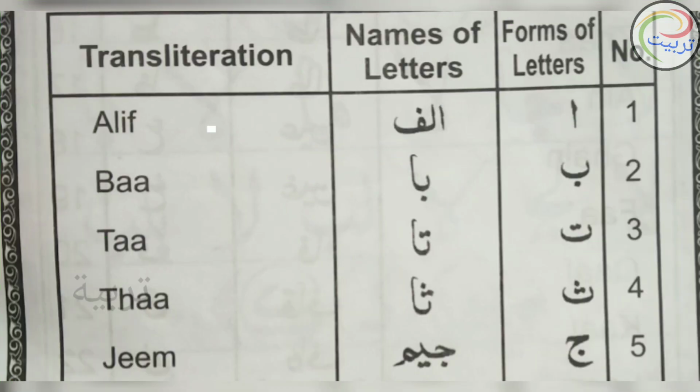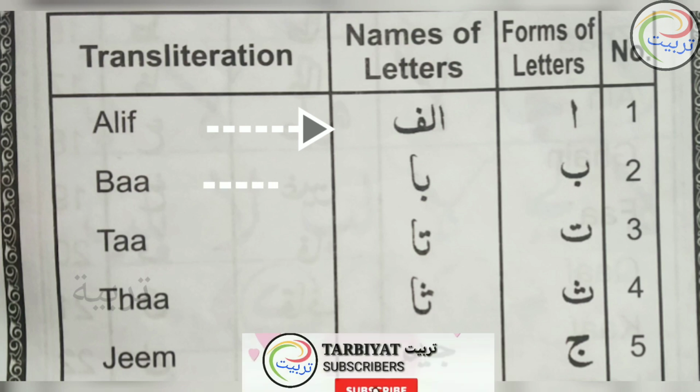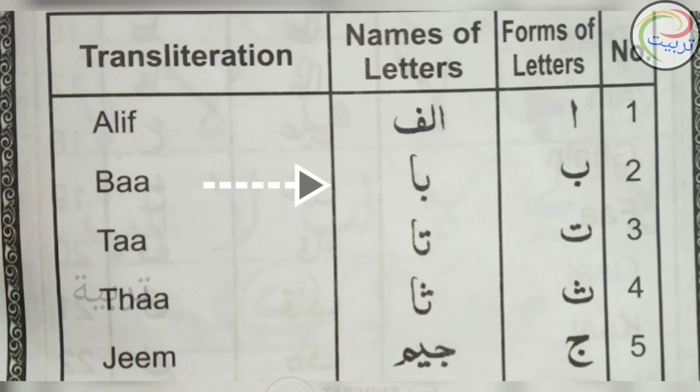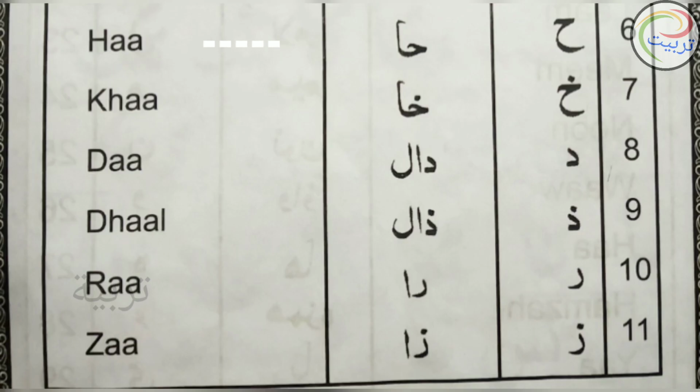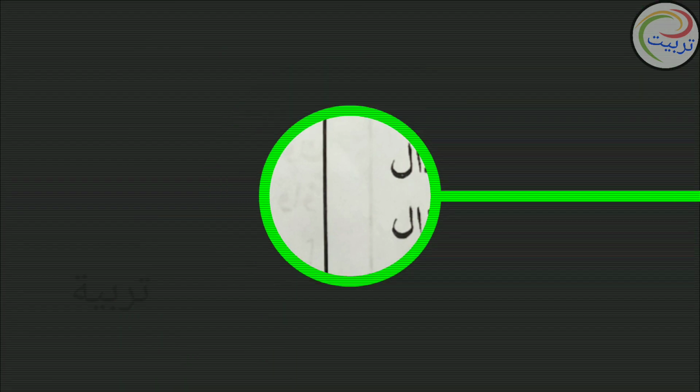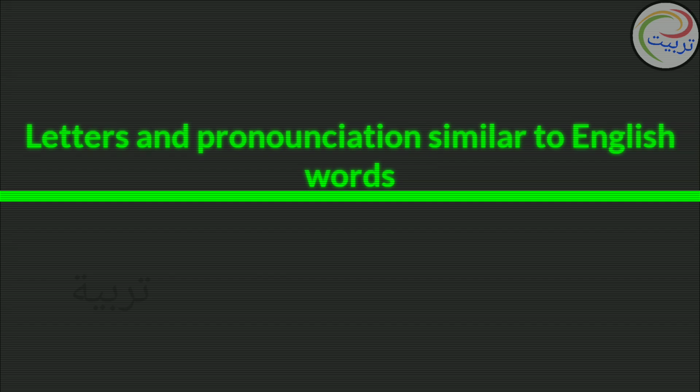So the first letter, Alif. Ba, ba. Ta, ta. Tha, tha. Jeem. Ha. Now let's see similar pronunciation for each letter in the English language.